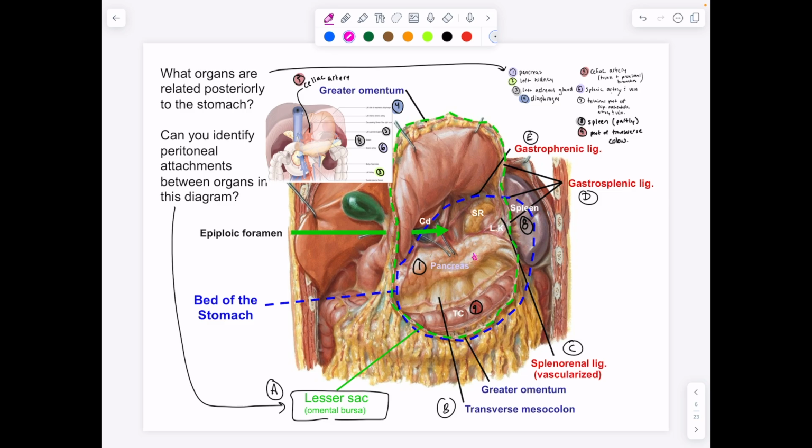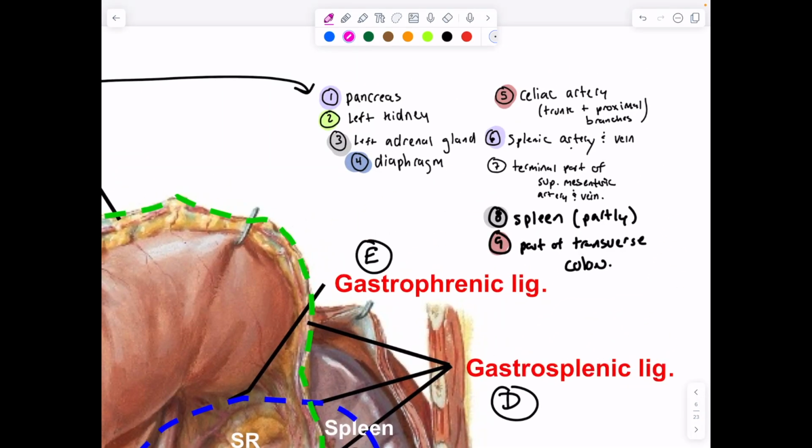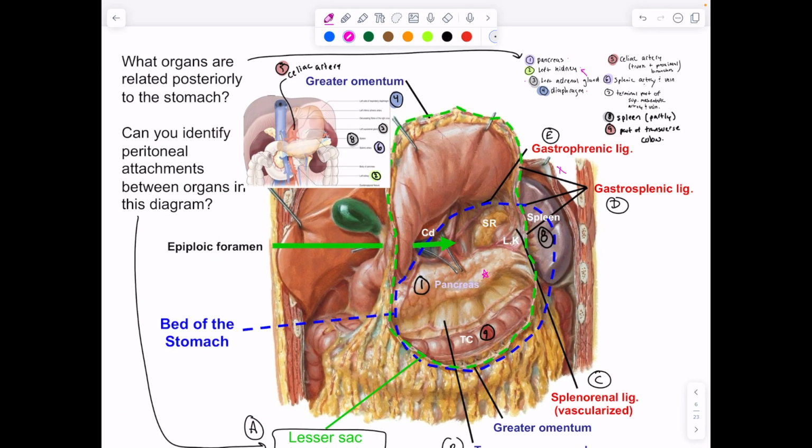All right, so what organs are related posteriorly to the stomach? Well, we can already see our friend the pancreas here, but we have a nice list. We have pancreas, left kidney, left adrenal gland on top of that kidney. We have the diaphragm back there. Then we have the celiac artery, splenic artery and vein back here as well, basically below the peritoneum. Terminal part of the superior mesenteric artery and vein, which we'll get to later. We have the spleen, and then part of the transverse colon, which you can see right here overall.